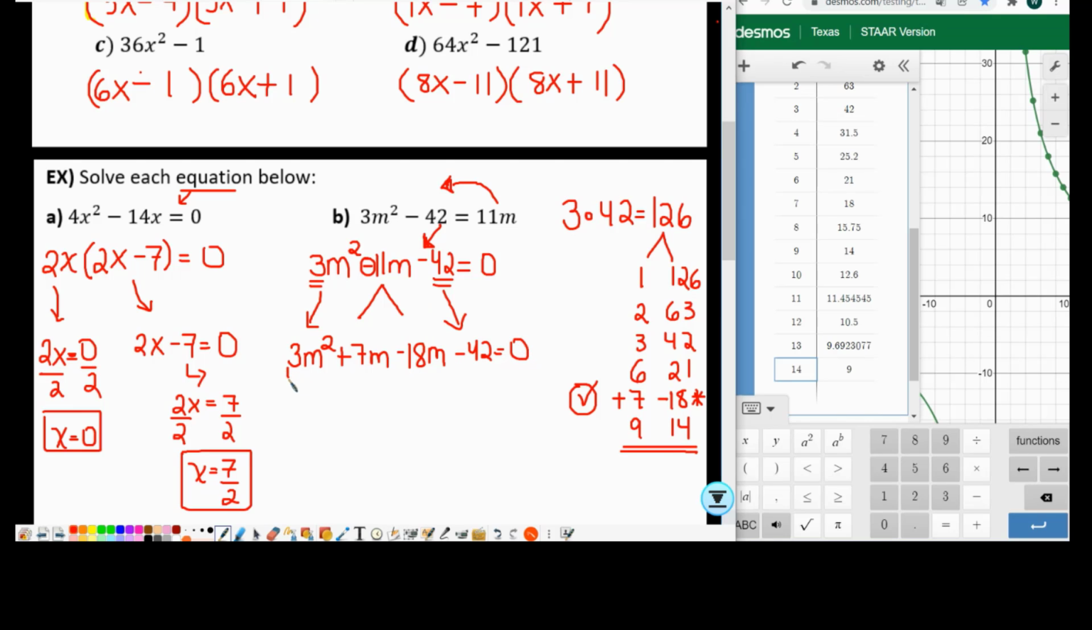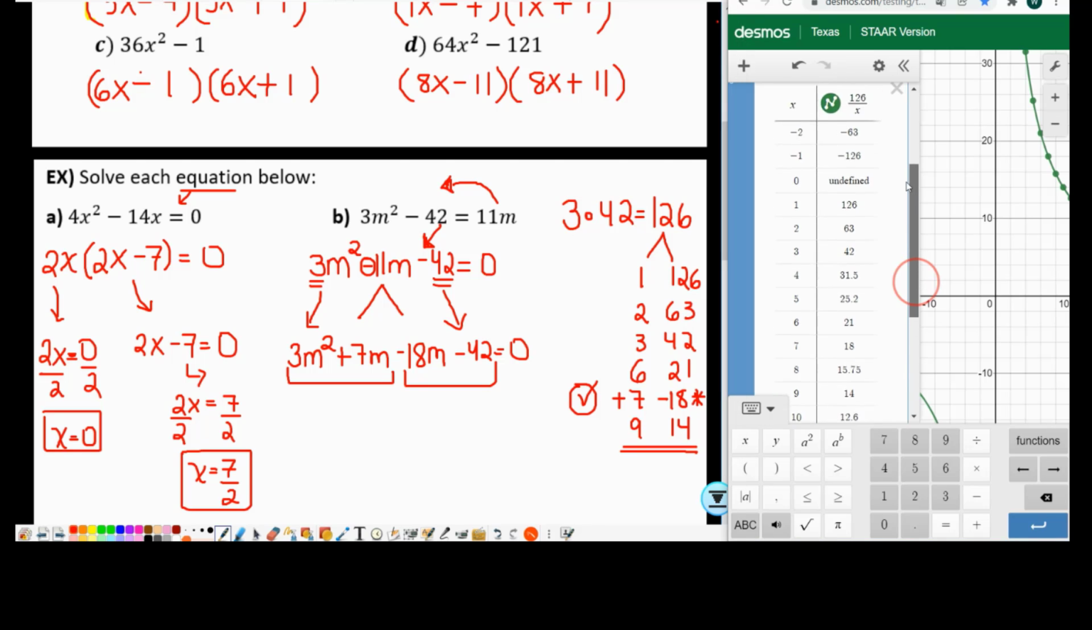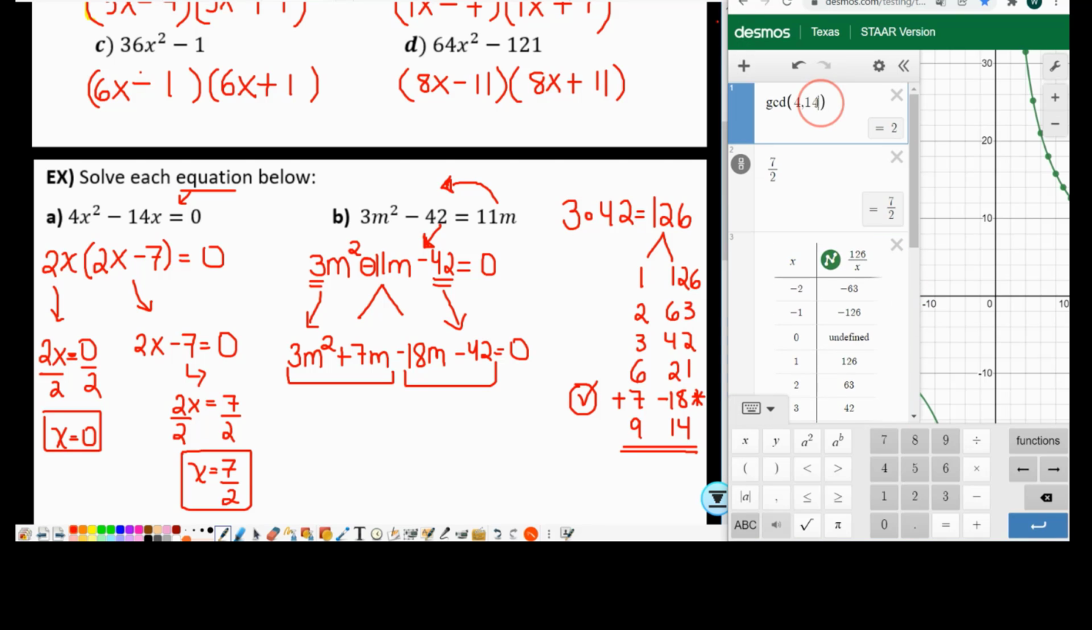Perfect. Now that we have these, we're going to pair them up just like we did before. And we're going to ask ourselves, what is the biggest number that divides 3 and 7? And if you cannot think of it, go back to GCD and enter those two numbers, 3, 7. And the calculator tells us that the biggest number that divides 3 and 7 is 1. And we notice that we can also factor out an m. So we're going to do 3 divided by 1 is 3. M squared divided by m is m.